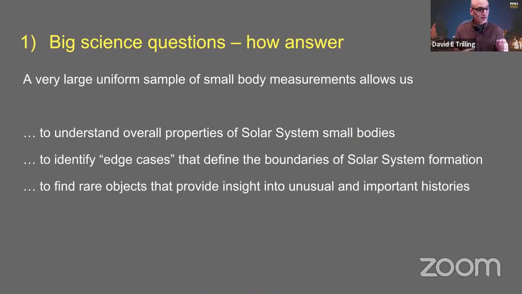Okay, so what we need is a very large uniform sample of small body measurements. And that allows us to understand the overall properties of solar system small bodies. It allows us to identify what I've called edge cases, or extreme bodies that define the boundaries of how our solar system formed, and also to find rare objects that provide insight into unusual and important aspects of the history of the formation of our solar system.